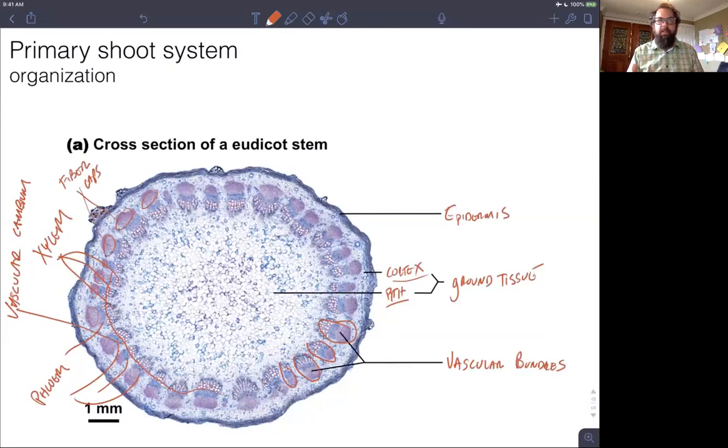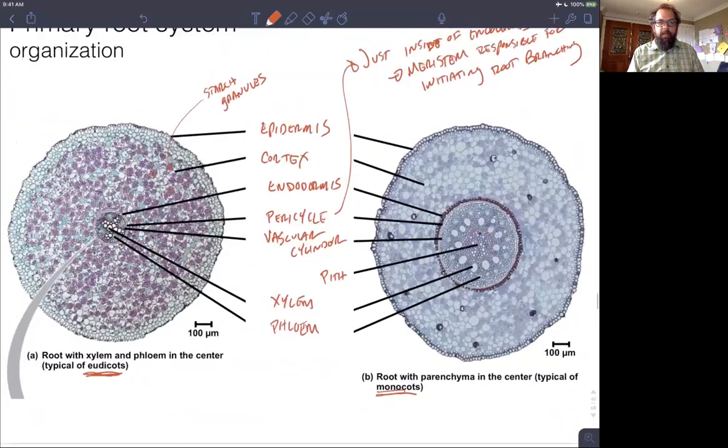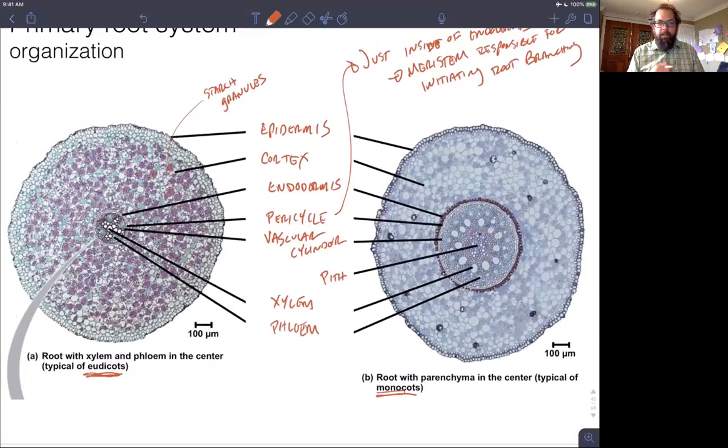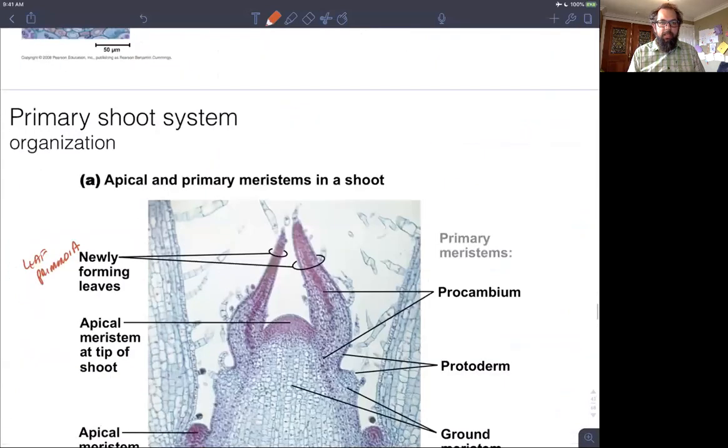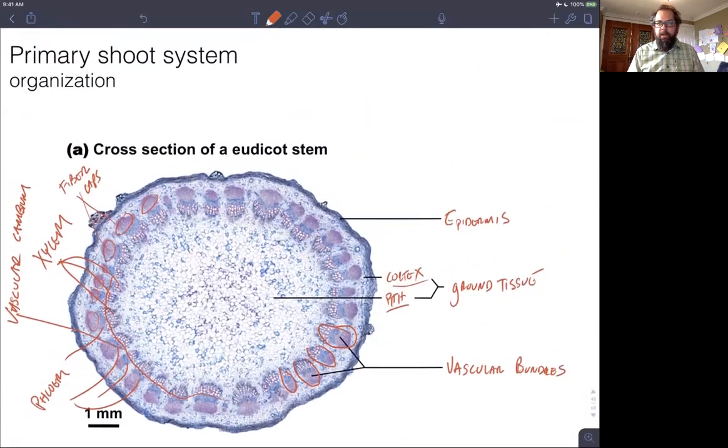Something that I do expect you to be able to do is to look at a cross section of a stem like this, or a cross section of a root like these, and be able to label the different parts: epidermis, cortex, endodermis, the vascular cylinder, xylem, and phloem. Be able to identify and label these cell types throughout the plant, both in the roots and in the shoots. And then being able to recognize the differences between monocots and dicots is important.